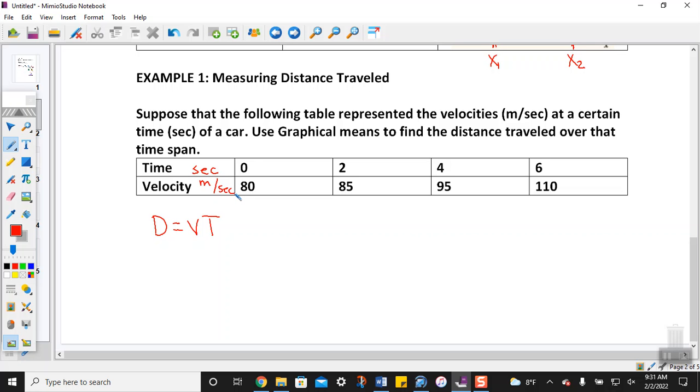80 meters per second. Then at time 2, what's happening? How fast are you moving? 85 meters per second. So am I speeding up or slowing down? Speeding. You're speeding up. What's my velocity at 4 seconds? Okay, and what's my velocity at 6 seconds?